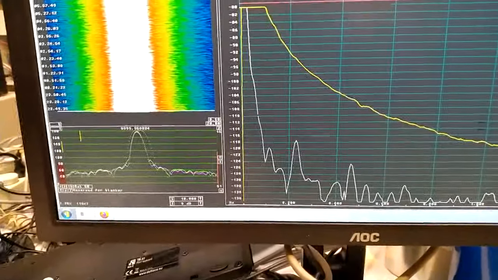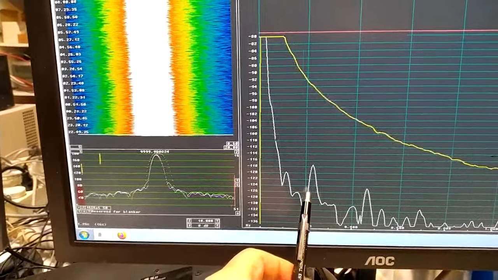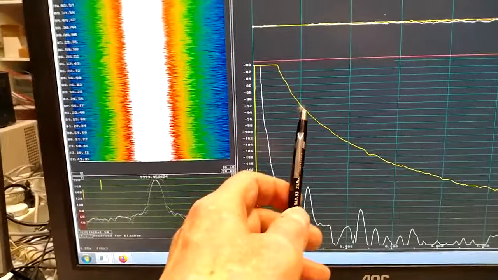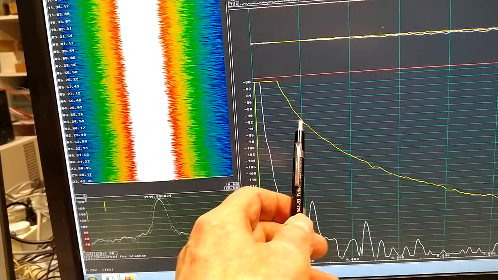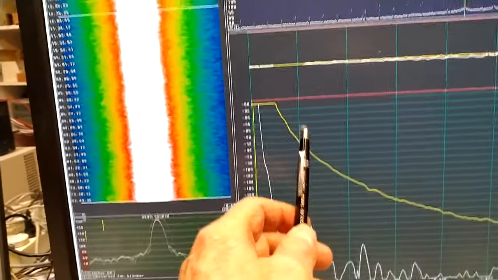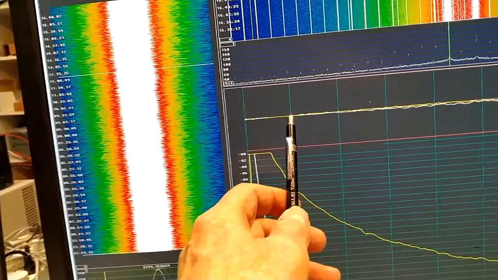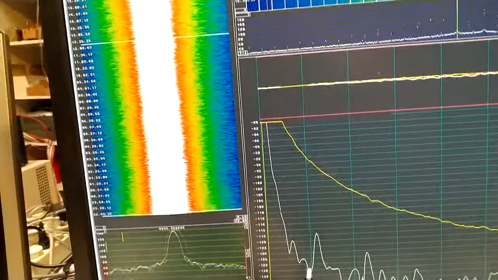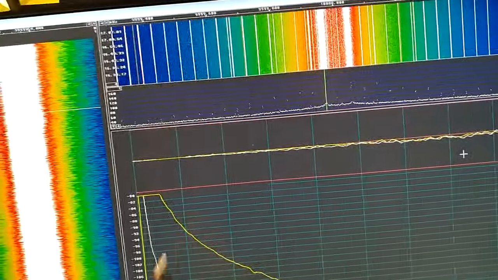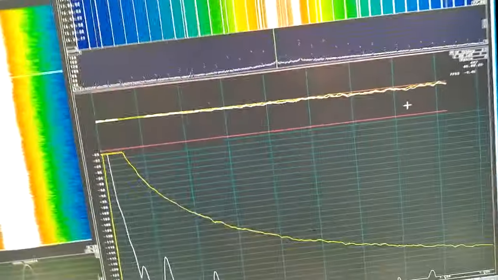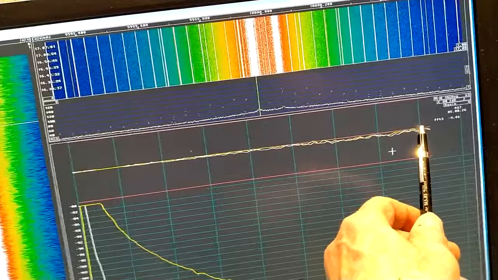Close to the carrier, this is 0.2 Hz, the amplitude noise is very small, and the phase noise is about the same as with the other power supply. And correlation between phase noise and AM noise is very small. And that's because the AM noise is very small. And at some higher, this is 1.5 hertz here, it starts to be a little bit correlated.